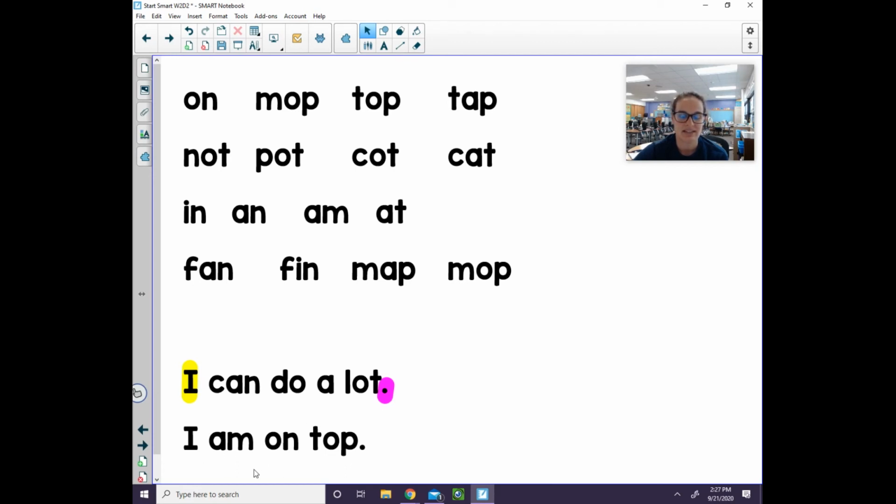Let's take a look at the next sentence here. There are 4 words. 1, 2, 3, 4. What do our sentences start with? A capital letter. There's a capital I there. And what does our sentence end with? It ends with a period.